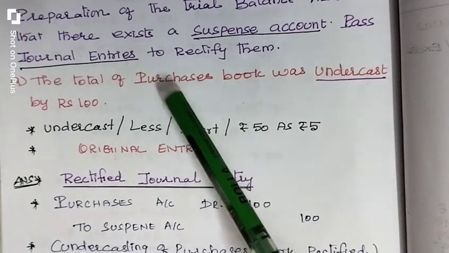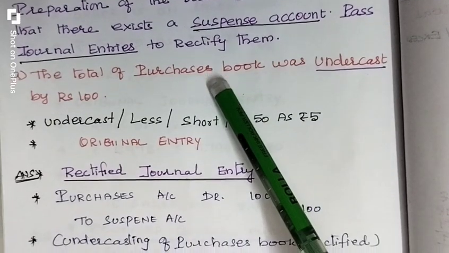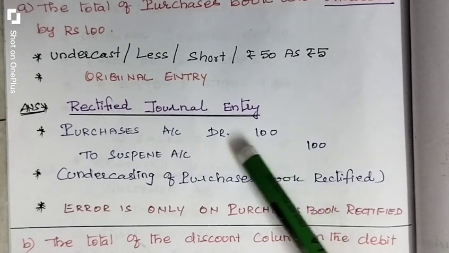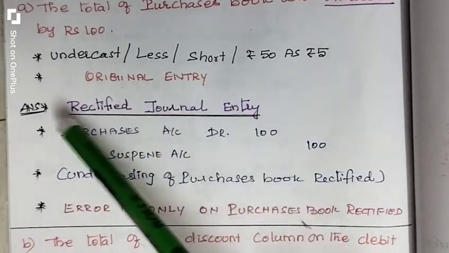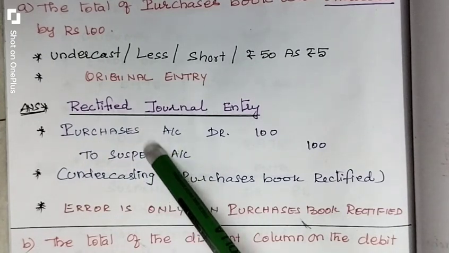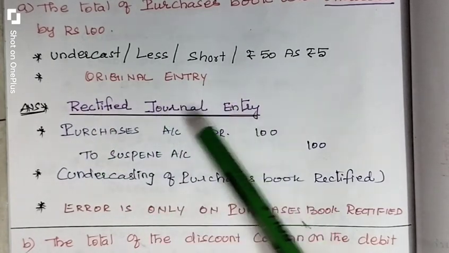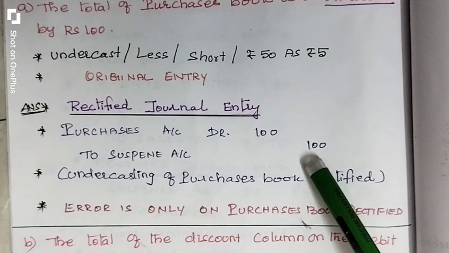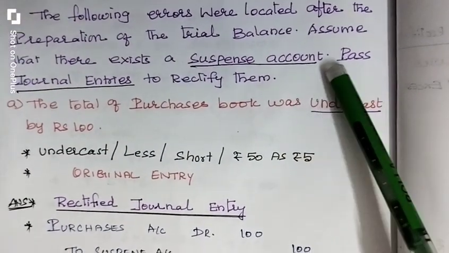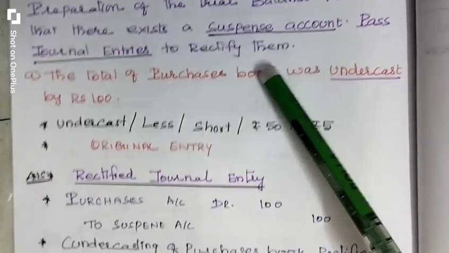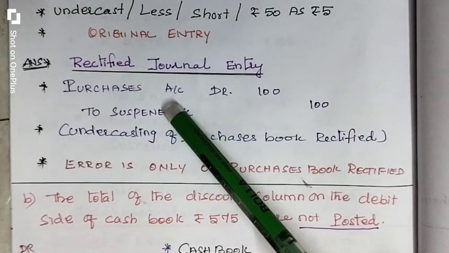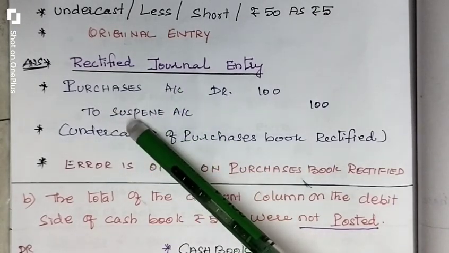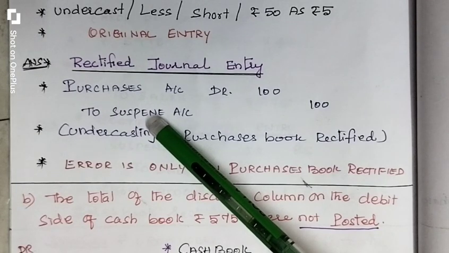So the original entry for purchases book is purchases account debit 100 rupees. In opposite, this is the rectified journal entry. This journal entry is the answer. The rectified journal entry is purchases account at 100 rupees. In opposite, we have to create the suspense account for the 100 rupees. Why? Because we have to pass the journal entry with the suspense account. Listen, there are two accounts affected in the journal entry, right? So from those two accounts, we must create the suspense account from among them.